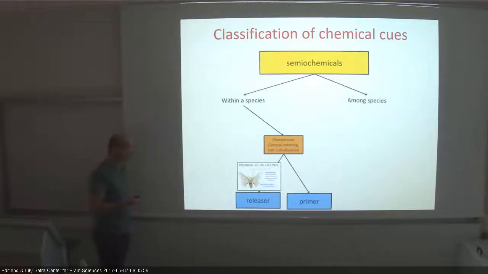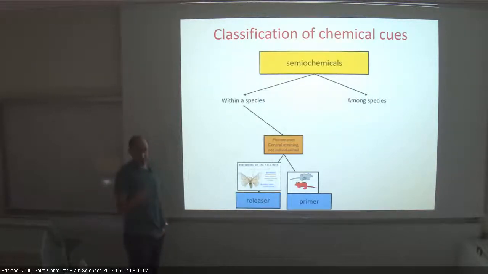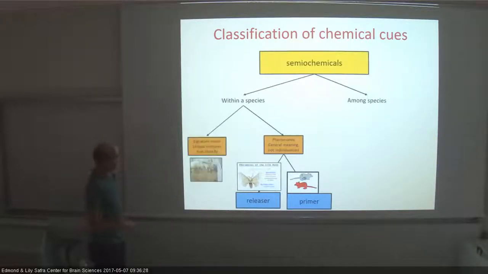The other class is the primer pheromone. The primer effect means that it primes, it changes some physiological or hormonal process, something that may not be visible looking at an organism, but it changes something about the physiology and will have an effect later. An example of one such process is called the Bruce effect, this example right here. I will mention it in a few slides.